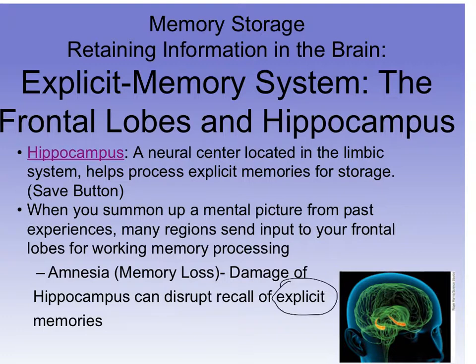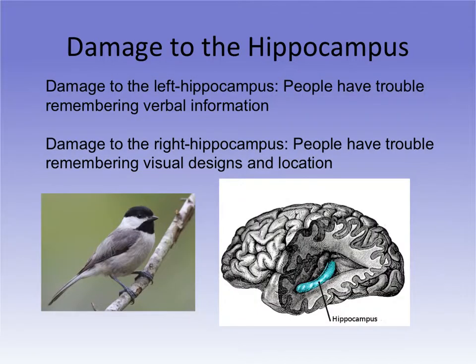You remember that experience. But in both those cases, both those types of memories are subcategories of explicit or declarative memories stored largely in the hippocampus, which we know is part of the limbic system. Amnesia, memory loss, often is caused by or correlated with damage to the hippocampus. If there's damage to the left side of the hippocampus, people may have trouble with verbal information, and with the right side, people may have trouble with visual designs and location.